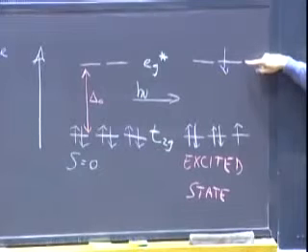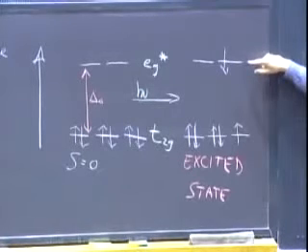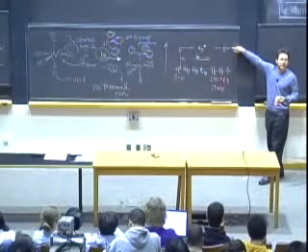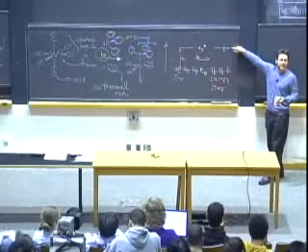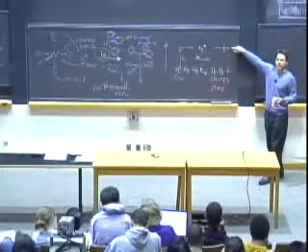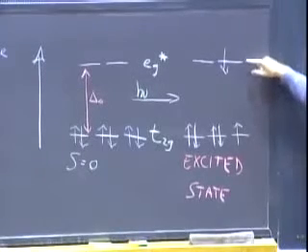we have an electron in eg star. As I was discussing last time, when you look at the MO theory for a problem like this, eg star is sigma antibonding with respect to the ligands. I'm going to illuminate that for you very clearly in a few moments with a graphic. But this is sigma star with respect to the ligands.